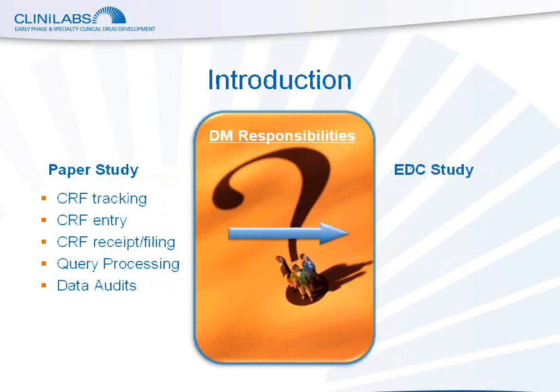In the early days of EDC, there was a misconception that EDC would essentially replace much of data management. Many of the data management tasks you see in a paper study are either no longer required or are set up to be done automatically. These include CRF tracking, entry and filing, query processing, and data audit. The question was, since data managers would no longer be responsible for the bulk of on-study work, what else was left for them to do?